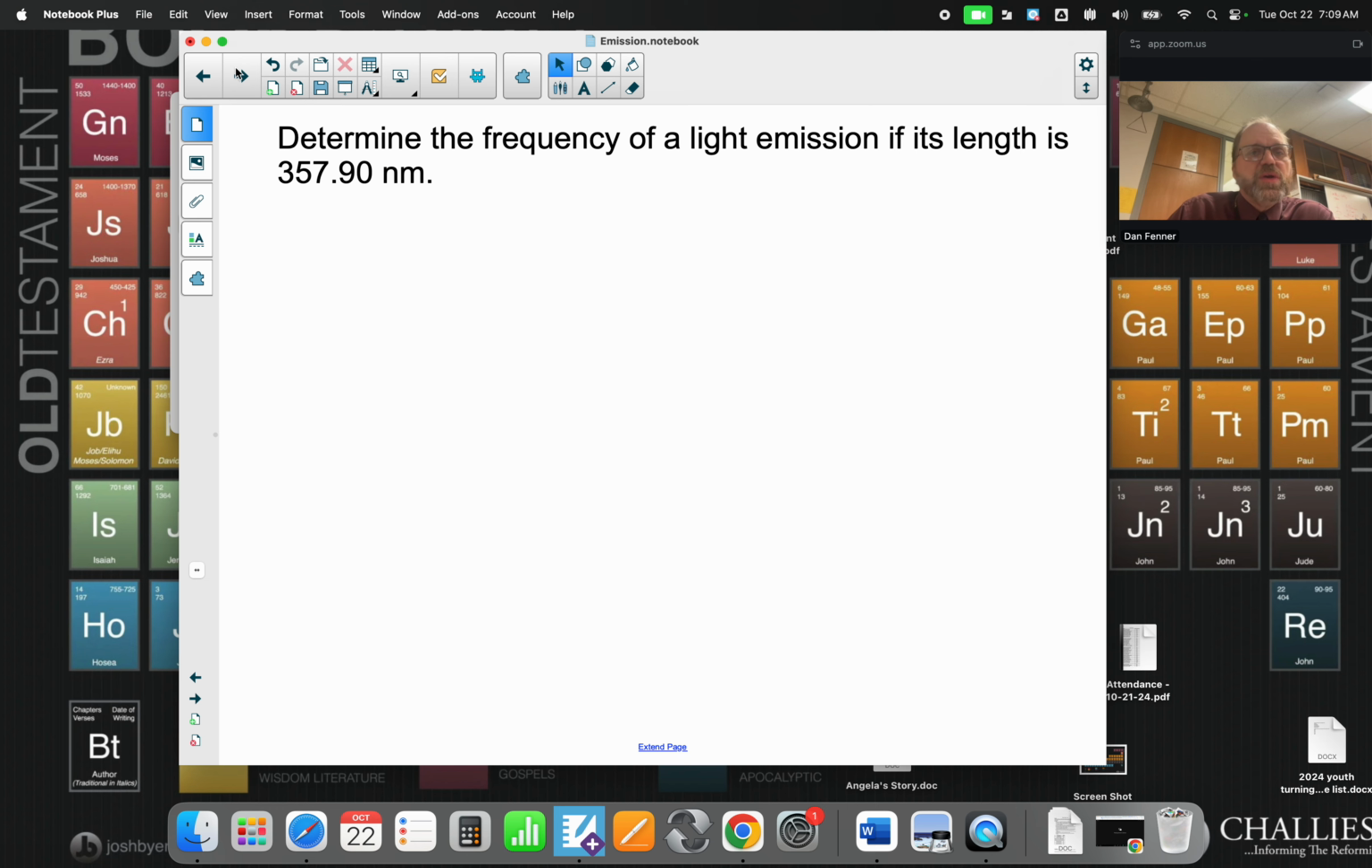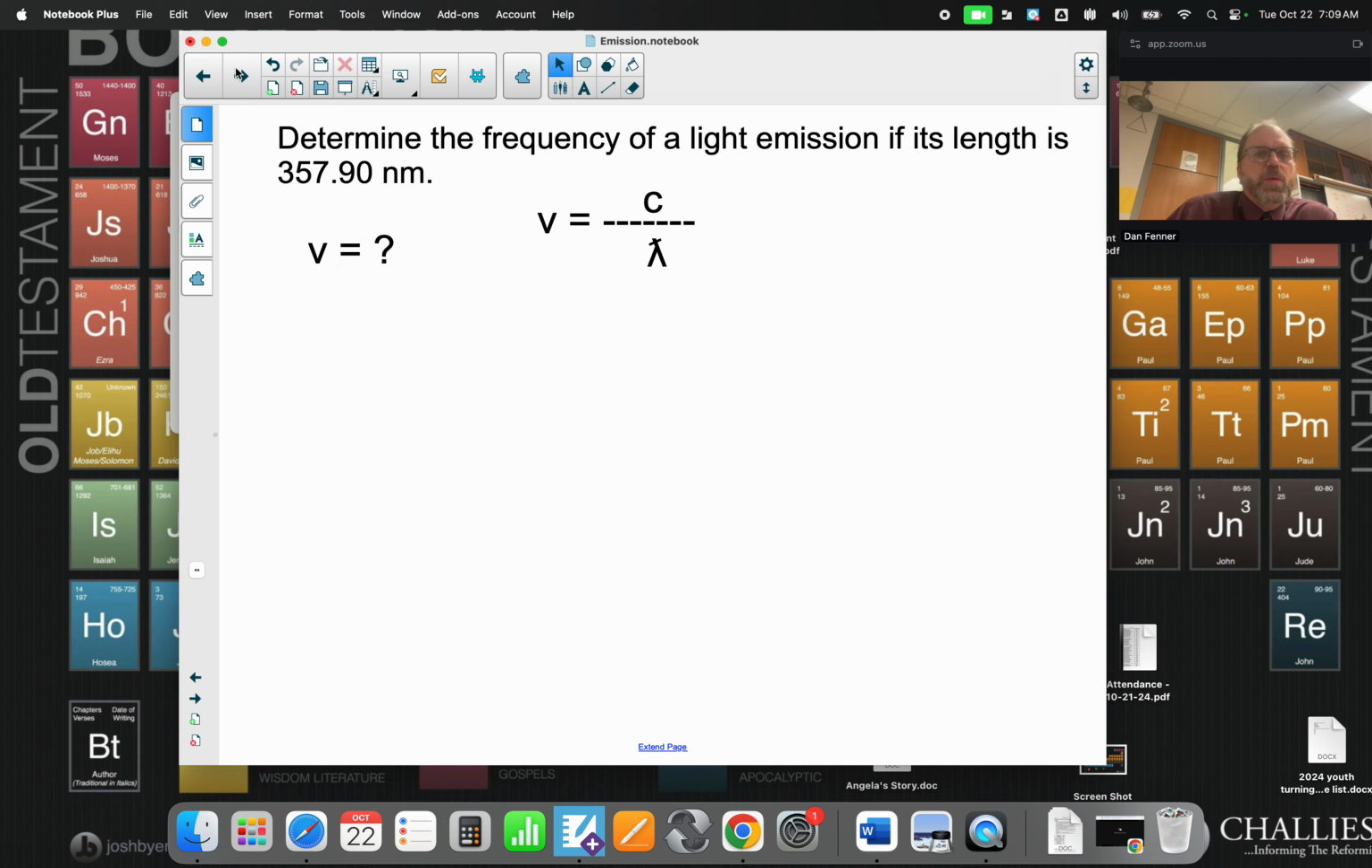All right, so let's try a problem here. Determine the frequency of a light emission if its wavelength is 357.90 nanometers. So let's do a graphic organizer. We'll start with our equation. What's new? C over lambda.